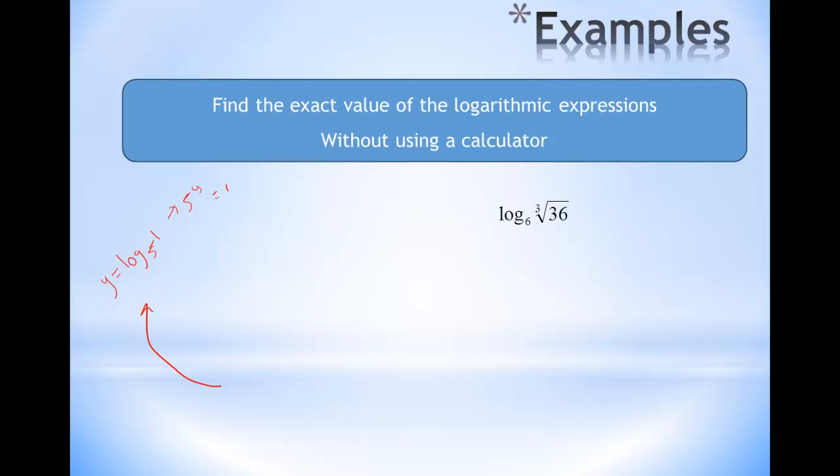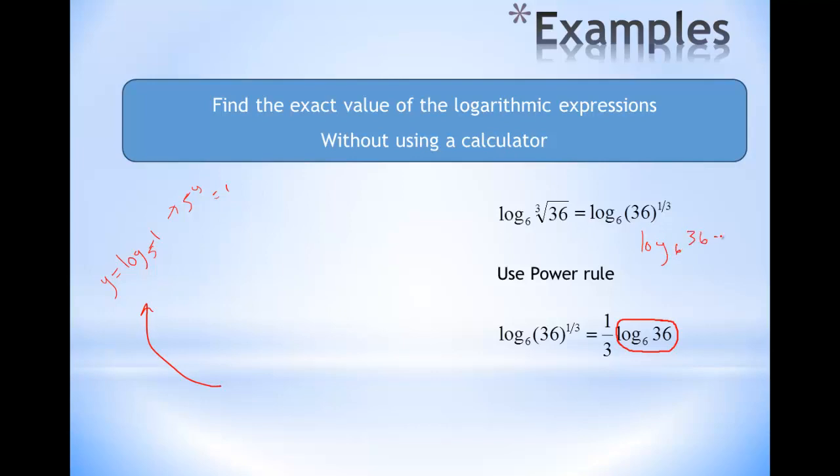Again, let's use some of our properties here. I can rewrite that, get rid of the cube root, and write it as a 1/3. Because now I have a power, I can bring it out in front, like that. And I should know what that is here. If I have log base 6 of 36 equals y, that means 6 to the y is equal to 36. Again, sometimes it's easier to see it that way, and we know that y is equal to 2. So that's where the 2/3 comes from. Okay?